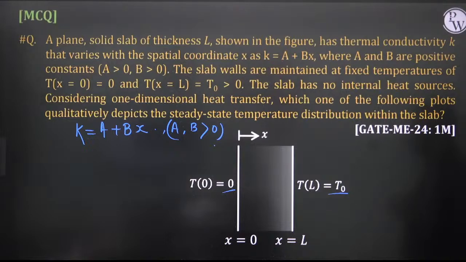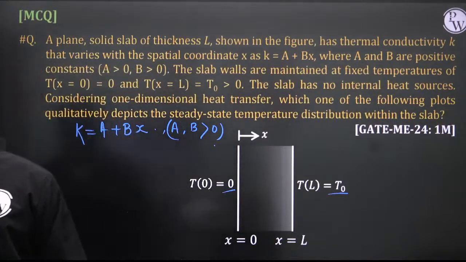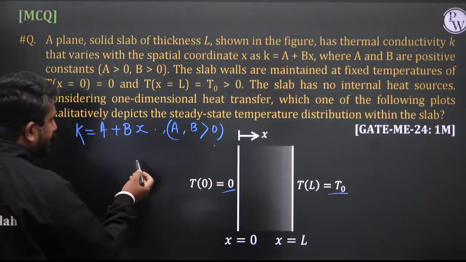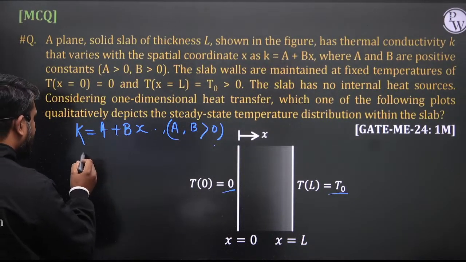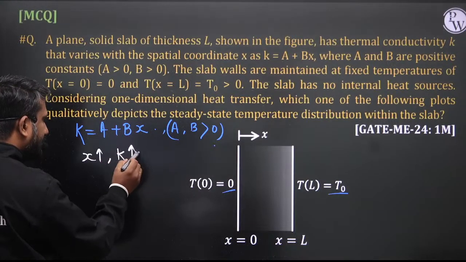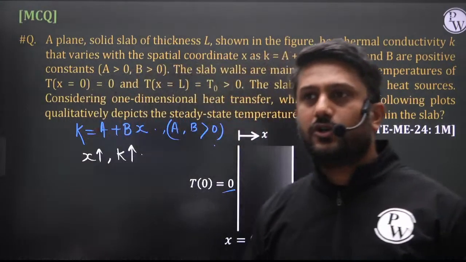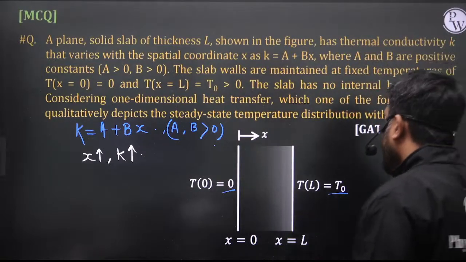Okay, now see here, in this problem thermal conductivity variation is mentioned. Thermal conductivity varies with respect to space. K is equal to A plus Bx, and A and B are positive constants. It is very much clear, if x increases, then K also increases. If x increases, then thermal conductivity also increases. Absolutely correct.